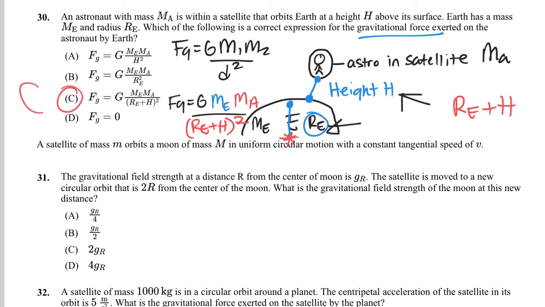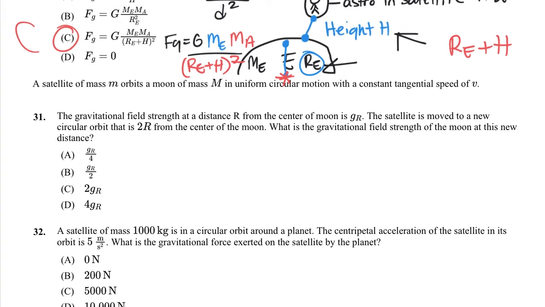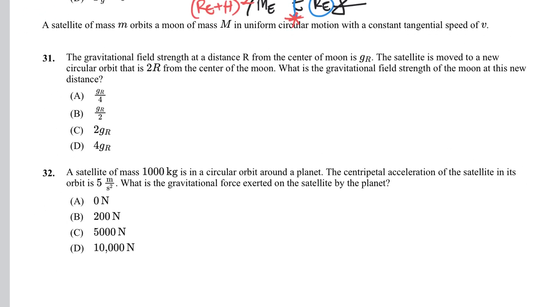Okay, so going on to number 31, a satellite of mass m orbits a moon of mass M in a uniform circular motion with a constant tangential speed. The gravitational field strength at a distance of r from the center of the moon is g_r. The satellite is moved to a new circular orbit that is 2r from the center of the moon. What is the gravitational field strength at this new distance?